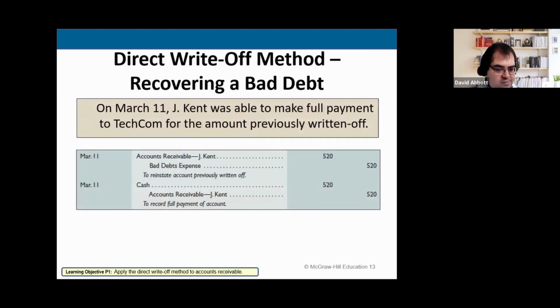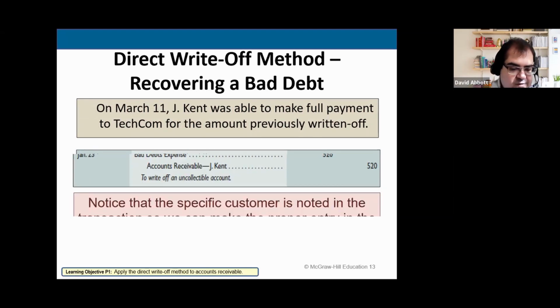Now, sometimes an account that is written off is actually later collected. So if the account of J. Kent that was written off directly to bad debts expense is later collected in full, then there are two journal entries on this slide that you will use to record the recovery.